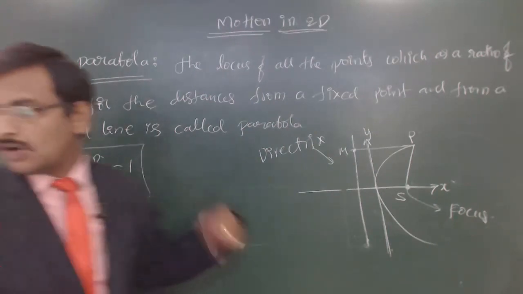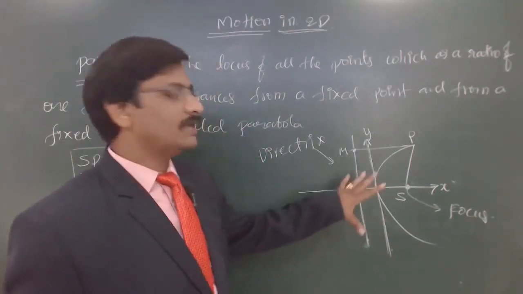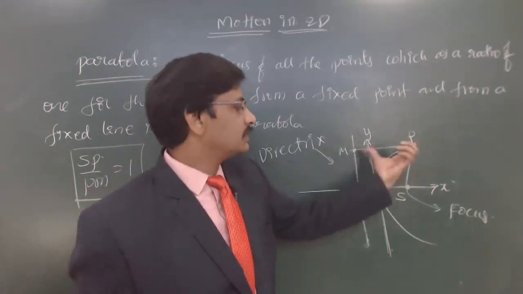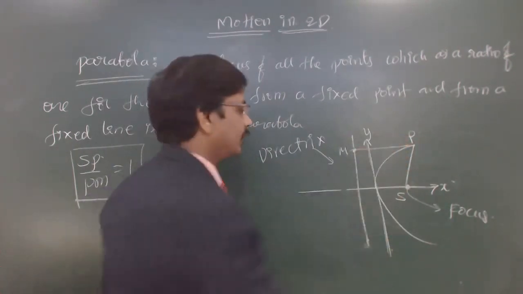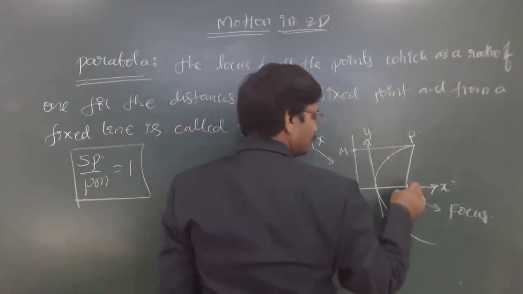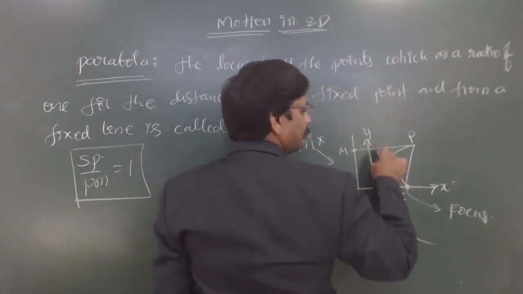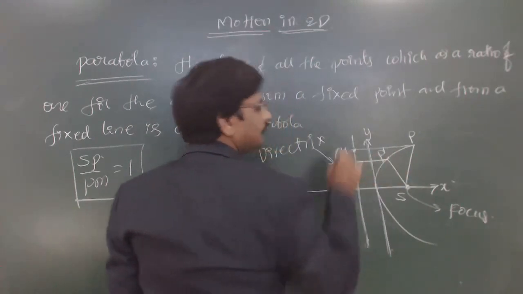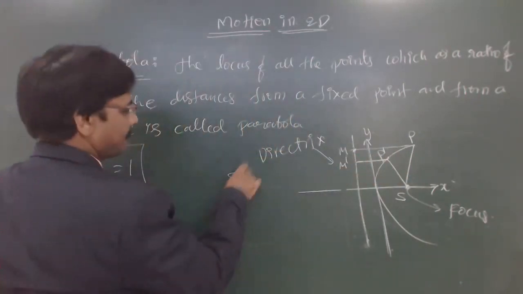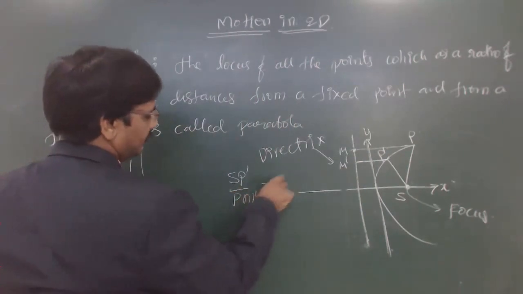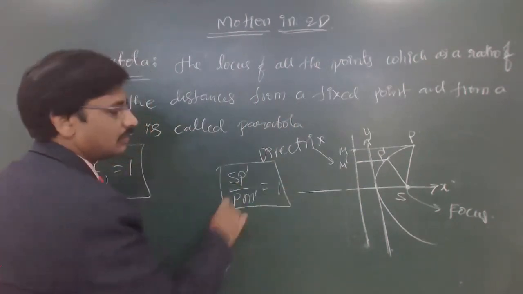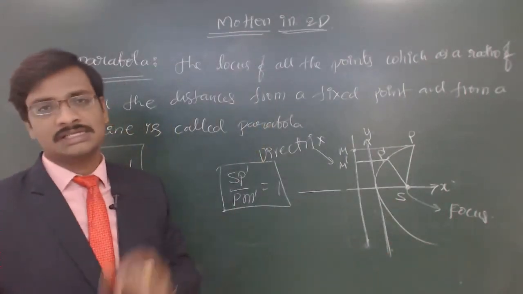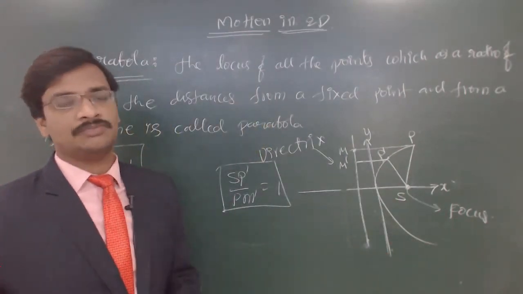The locus of all the points which maintains a constant ratio of 1 for this distance versus this distance. Now actually if I take one more point here, this is the distance from P dash to S, and this is P dash to M dash. So SP dash by P dash M dash is again equal to 1. So if I take any point on this parabola, this condition is satisfied. So this is the rule of the parabola, right?